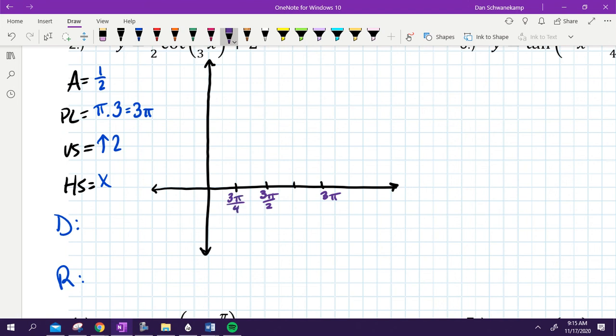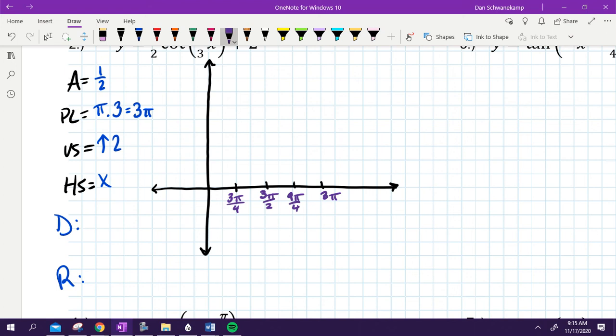Good. 3 pi over 4. And then count 3/4. The next one would be 6/4. So the third one would be 9/4. Remember, it's just taking the first one, multiplying it by 3. I did my period length.